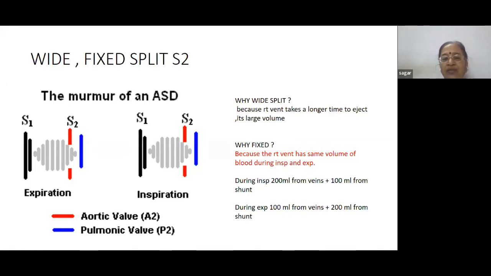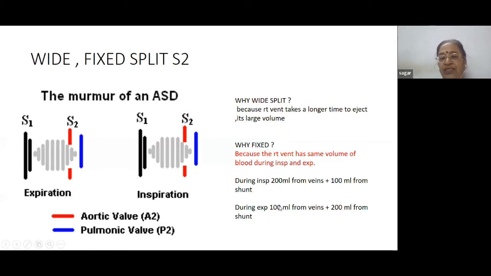But if you had the same amount of blood in the right ventricle during inspiration and expiration, the P2 will close at the same time in inspiration and expiration. That's why it's fixed, because the right ventricle has the same volume of blood during inspiration and expiration. Now, why does this happen? During inspiration, we should get more blood from the veins, right? So let's say 200 ml comes from the veins, but you have a shunt, right? From the LA to the RA. Let's say 100 ml comes from the shunt. So total amount of blood in the right ventricle is 300 ml. 200 ml came from the veins, 100 ml came from the shunt.